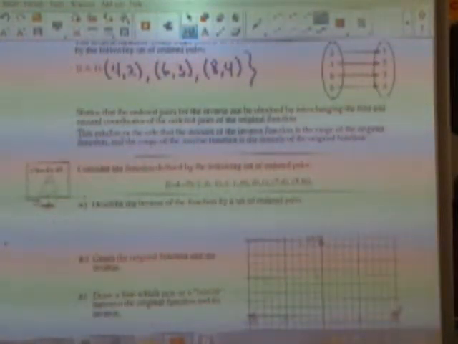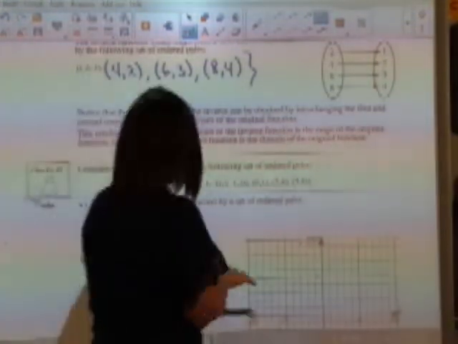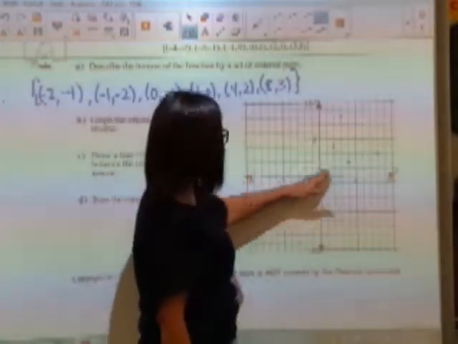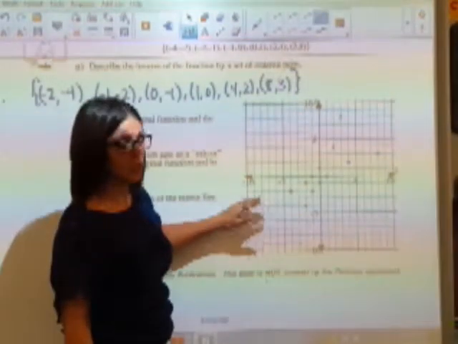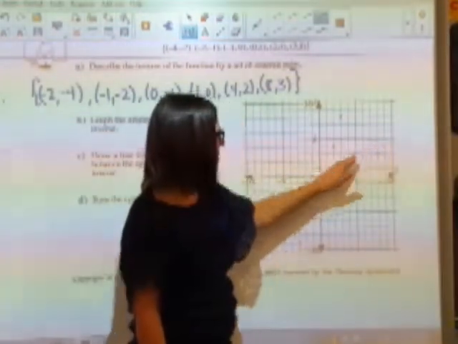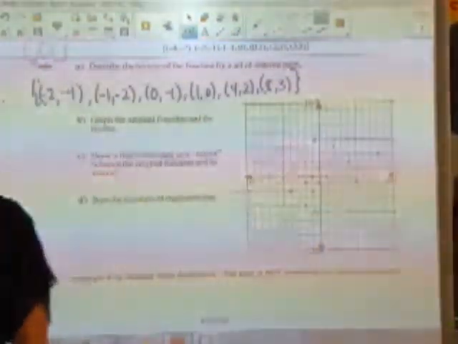So I want you to work on class example number 3. Write the set of ordered pairs for the inverse, graph both of them on the same grid. So what do you notice about the 2 sets of dots? This set of dots right here were my original coordinates, or original ordered pairs, and these ones here were my inversed ones.